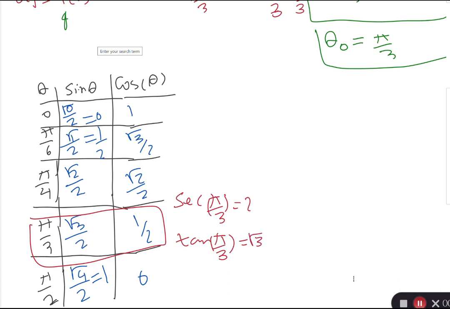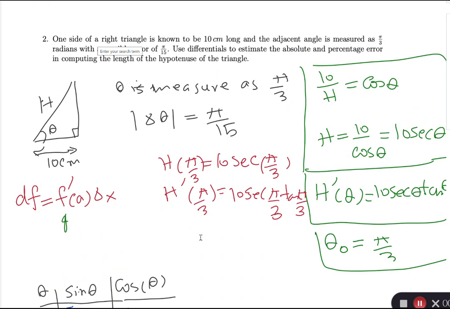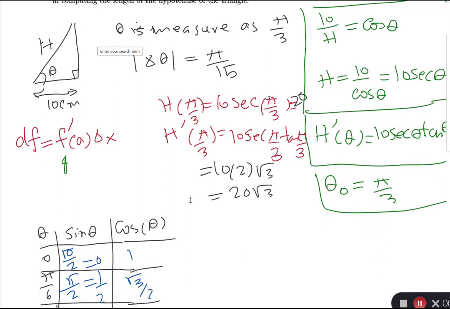And let's go back up there and put it in. Over here, this makes it 20. So this value is 20. And this value is 10 times 2 times square root of 3, which is 20 square root of 3. Okay, now I have both h and h prime at pi/3.